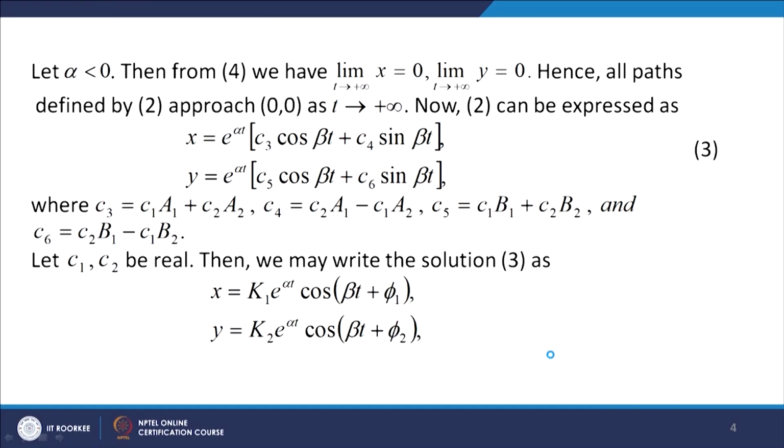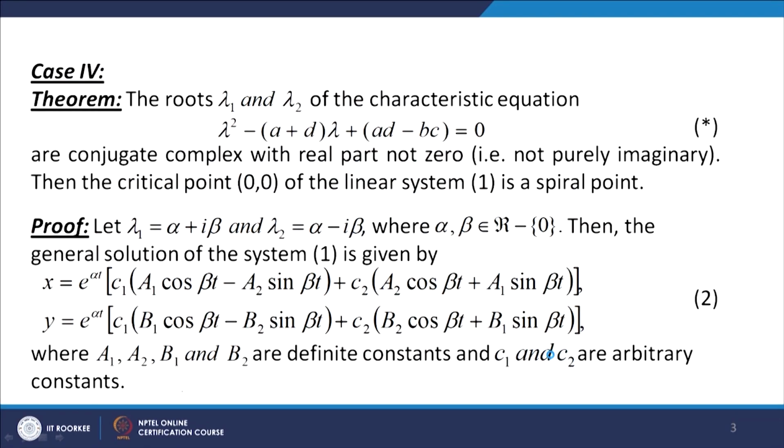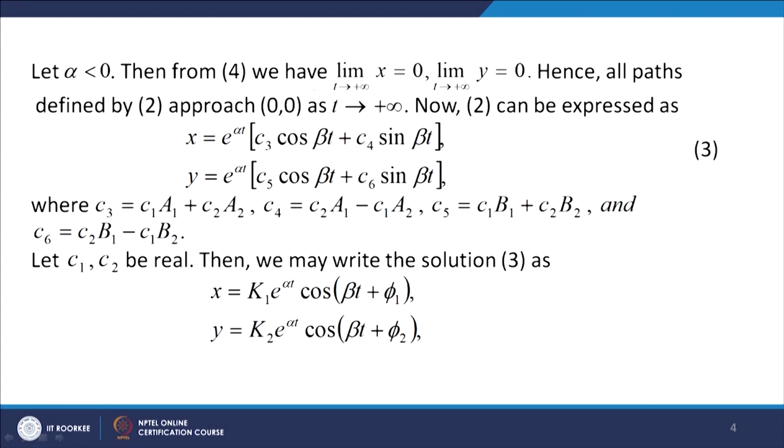First we consider the case when the real part alpha of the roots lambda 1 and lambda 2 is negative. Then we see from here that when alpha is negative, x and y both go to 0 as t goes to plus infinity. So, from 2 we see that limit of x as t goes to plus infinity is 0 and limit of y as t goes to plus infinity is 0, and therefore, all paths defined by 2 approach 0 0 as t goes to plus infinity.